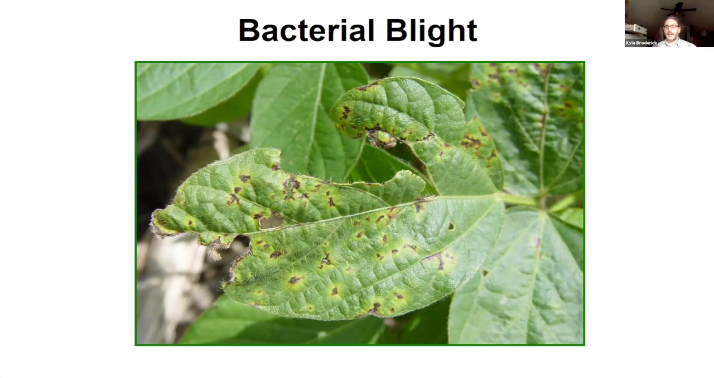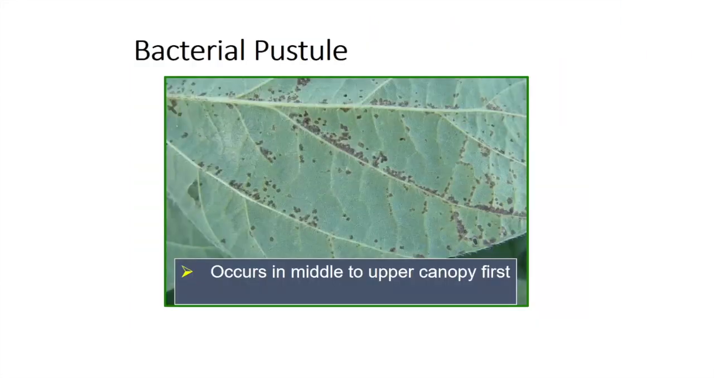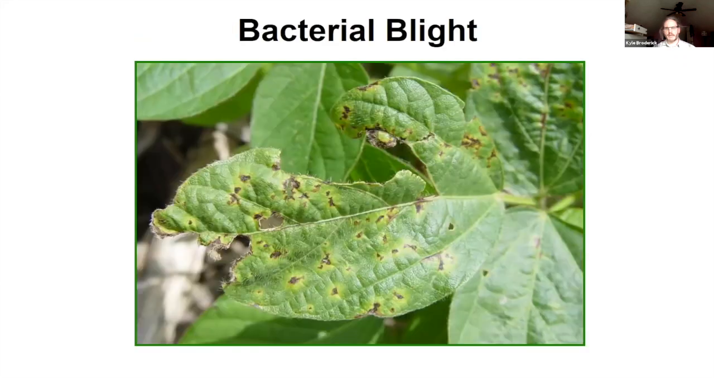Bacterial blight is one of our bacterial diseases that shows up in the upper canopy first, and it likes the heat. And so that's one important thing to remember with bacterial blight compared to bacterial pustule. Wait a minute. Did I get those confused? I got those confused. Bacterial blight doesn't really like the heat. So bacterial blight tends to show up more in our cooler temperatures.